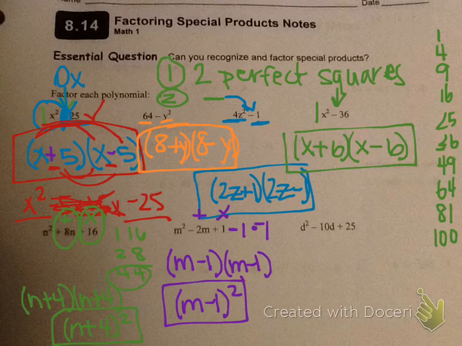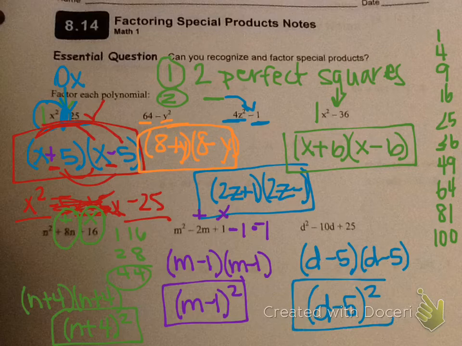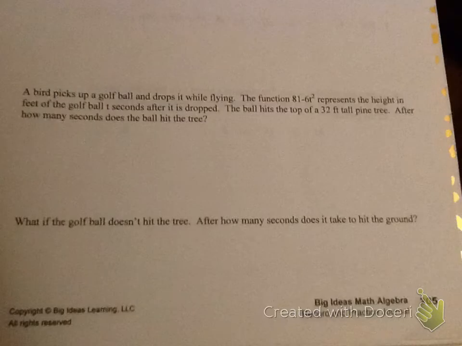And the last one, d minus 5, d minus 5. 5 times 5 makes 25. Negative 5 plus negative 5 makes negative 10. And we can write that as d minus 5 to the second power.